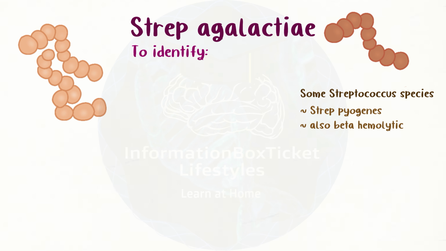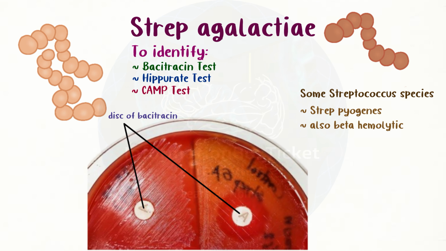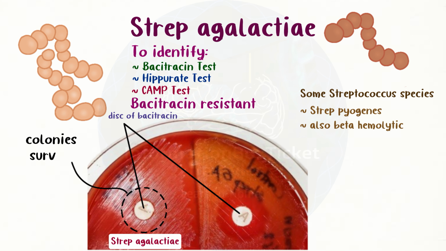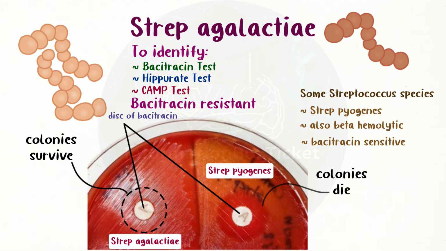To particularly identify Strep agalactiae, use the bacitracin, hippurate, or CAMP tests. The bacitracin test involves adding a disc of bacitracin to the blood agar. Strep agalactiae is bacitracin resistant, so the colonies survive. Strep pyogenes is bacitracin sensitive, so the colonies die.